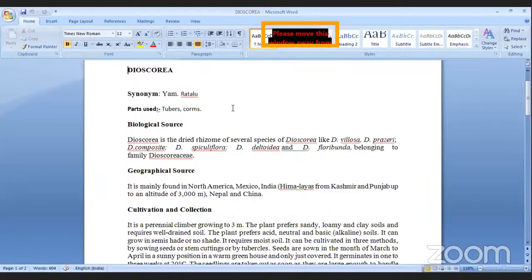Okay. Yes, so ma'am, Dioscorea is known as yam or ratalu. It is the dried rhizomes, mainly the tubers or rhizomes of different species of Dioscorea, like Dioscorea deltoidea, Dioscorea composita, and Dioscorea floribunda. These are the different species of Dioscorea belonging to the family Dioscoreaceae.